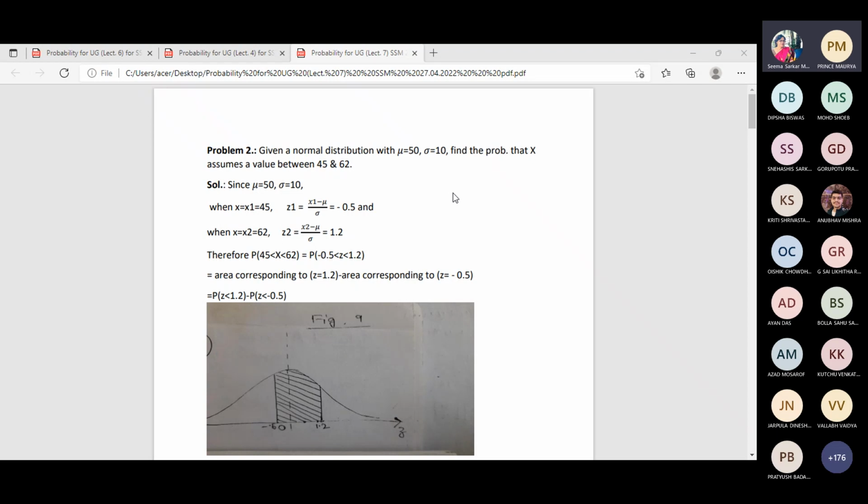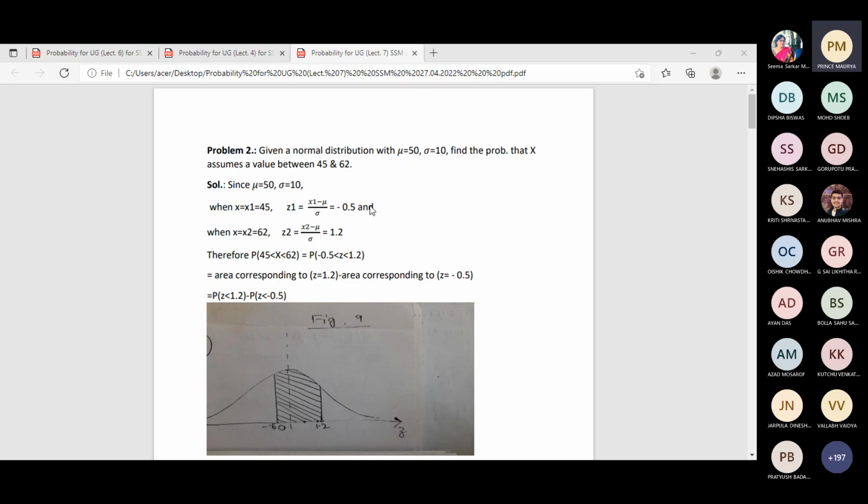Given a normal distribution with mean mu is equal to 50 and standard deviation sigma is equal to 10, you have to find the probability that capital X assumes a value between 45 and 62. What will be the corresponding probability so that capital X will lie in between 45 and 62? So our problem is to determine the probability that 45 is less than X is less than 62, because X lies in between these two values. This probability we have to find.